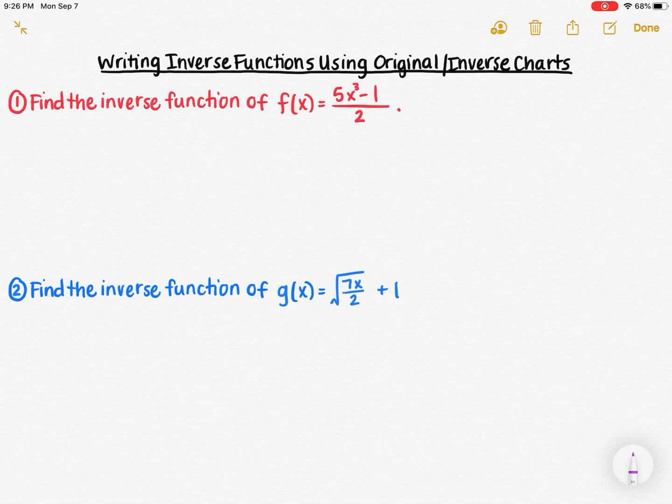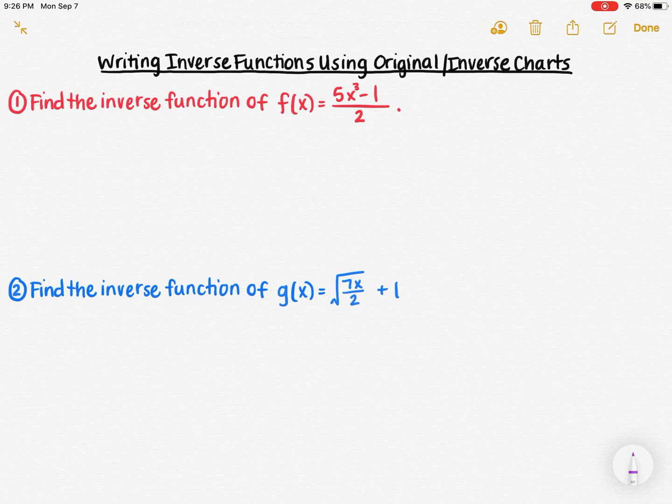Hi everyone, in this video I'm going to be going over how to write an inverse function using an original inverse chart, which we call an OI chart for short. In my first example, we're trying to find the inverse function of f of x, where f of x is equal to 5x cubed minus 1 over 2.